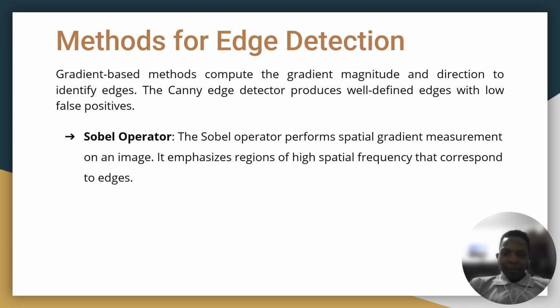The very first method that we're going to look at will be the Sobel operator method. The Sobel operator method performs spatial gradient measurement on an image, and it emphasizes regions of high spatial frequency that correspond to the edges. And you might be wondering, how does this work? It uses two 3x3 kernels, one estimating the gradient in the x direction, which is usually what we call the horizontal direction, and the other in the y direction or the vertical direction. These kernels are then convolved with the original image to calculate the gradient approximations.